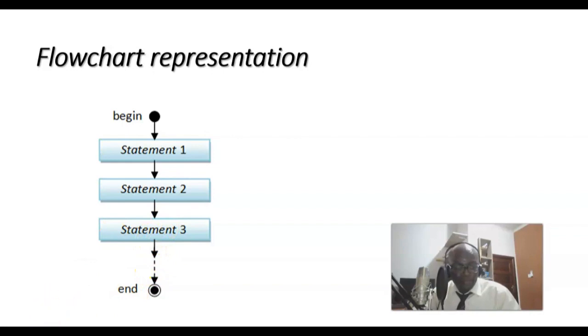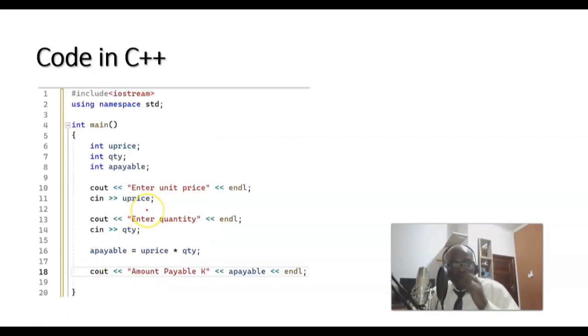Now, if we were to implement the amount payable program, it would look like this. Okay, it will look like this in C++. So you first declare the variables here. Okay, here you declare the variables: int unit price, int quantity, int amount payable.